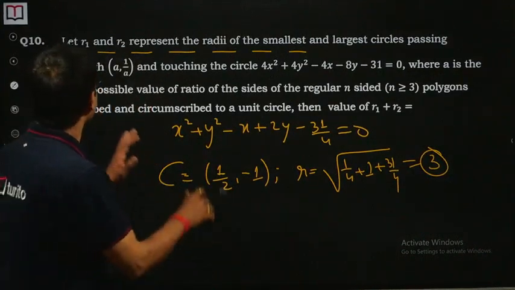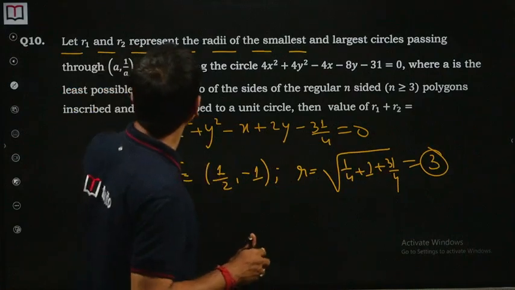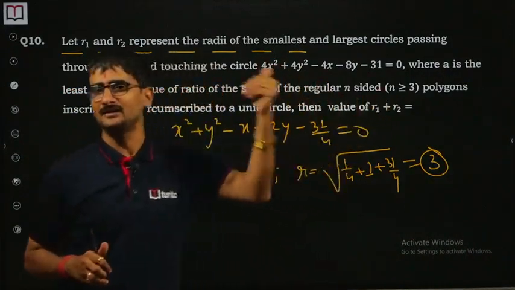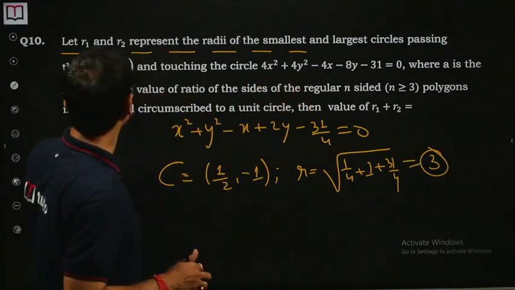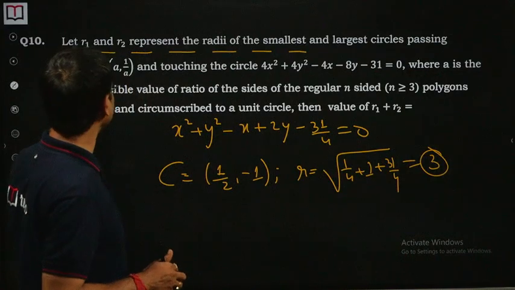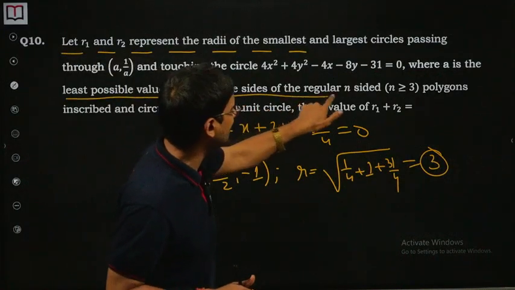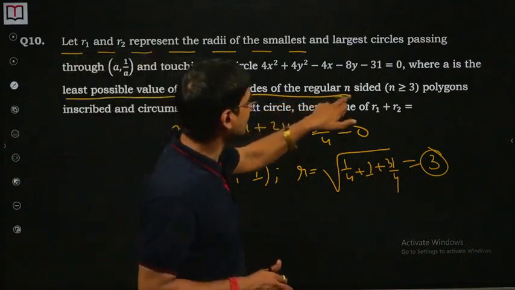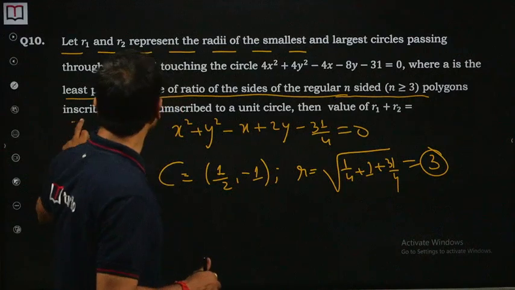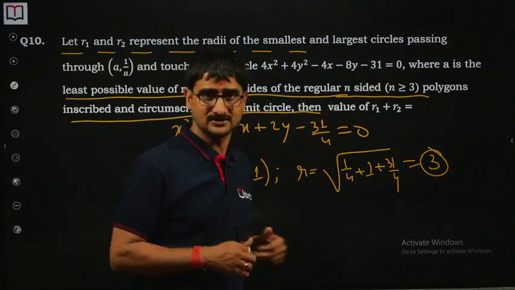Now touching this circle, you have to find R1 and R2, the radii of the smallest and the largest circle that touches this circle and passes through the point a comma 1 by a, where a is the least possible value of the ratio of sides of the regular n-sided polygons inscribed and circumscribed in a unit circle.